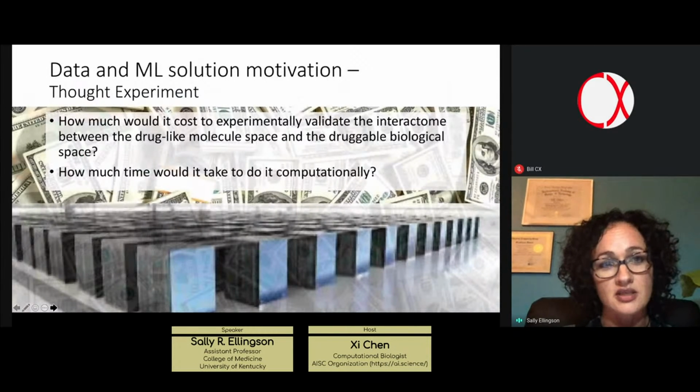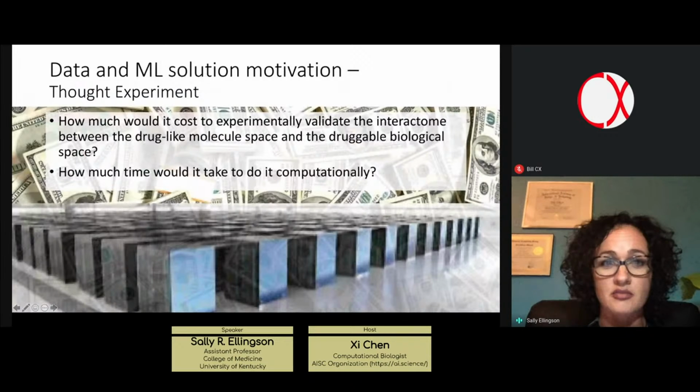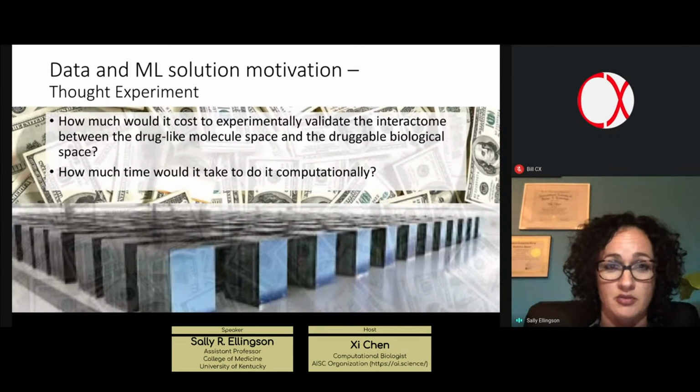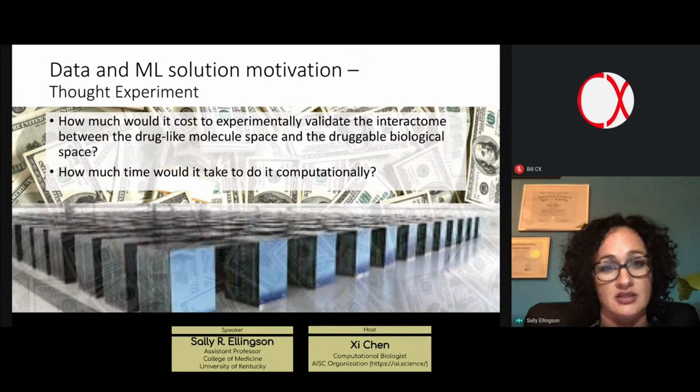So what is the data and machine learning solution motivation? That's exactly what it is. It's the size of the problem. If we were able to do these calculations and predictions at a big scale, we'd be able to very quickly repurpose drugs and understand the side effects. But how feasible is that?